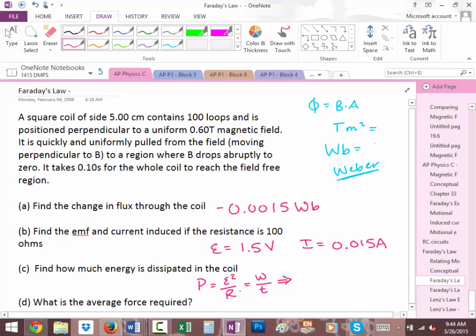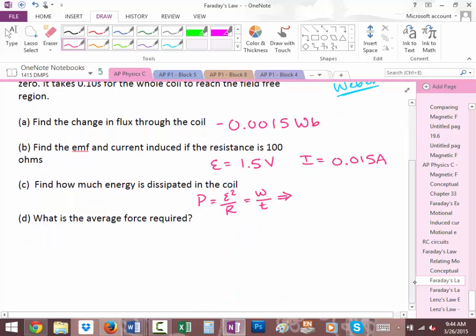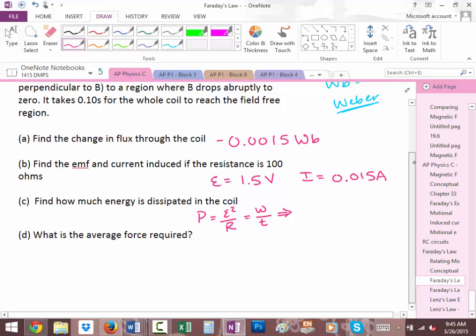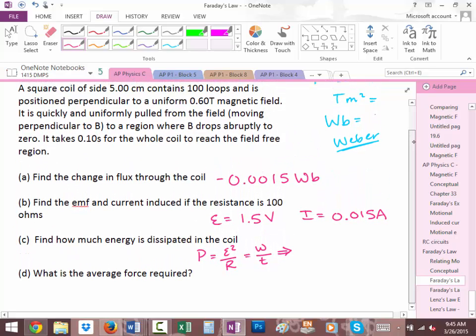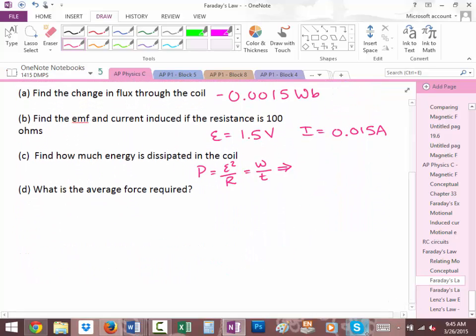And then D, were you able to get that one figured out? Or you want to talk that through a little more? Or what do you think? How are you going to do that? Power is force times velocity. You could do that. Do we know the velocity? No. But we have, power is force times velocity.